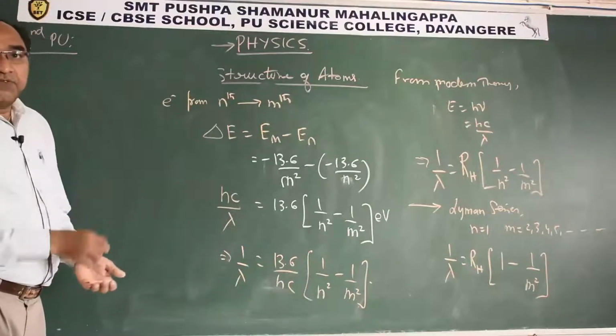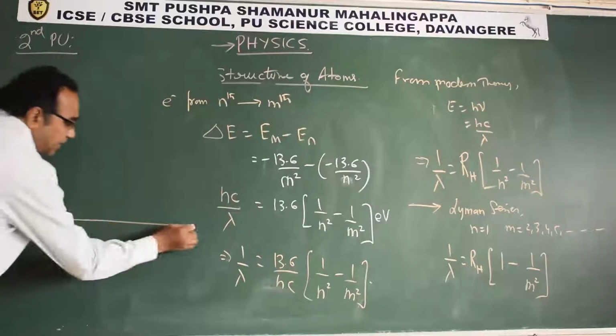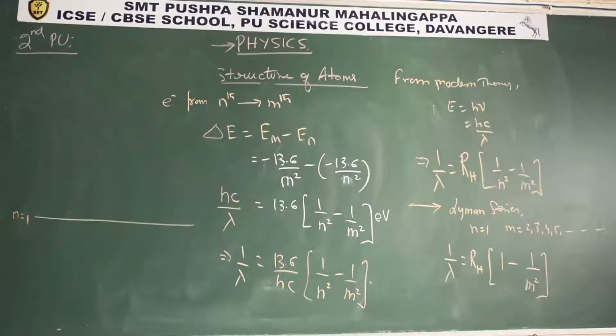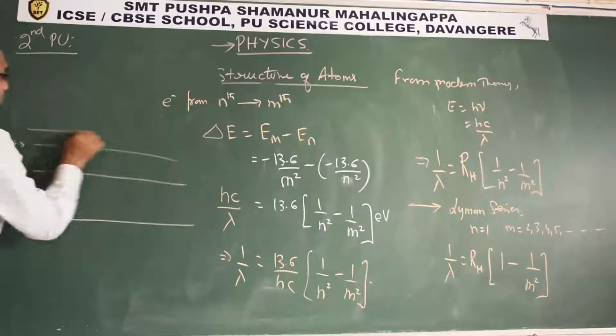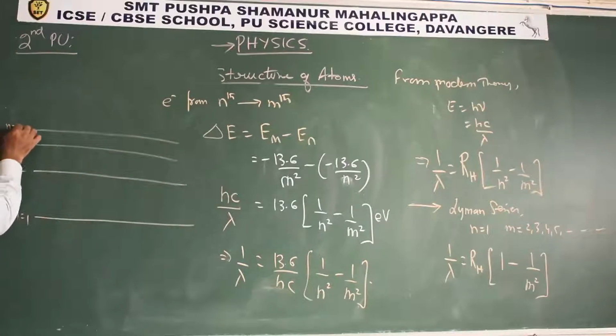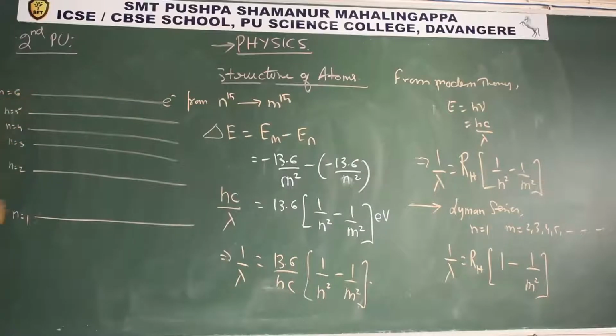This is the diagram which we can show for the different spectral lines. Let us say this is n is 1, and this is n is 2, this is n is 3, n is 4, n is 5, n is 6, like this we have. Now what is the Lyman series? The Lyman series is when the electron jumps from a higher orbit to the first orbit.